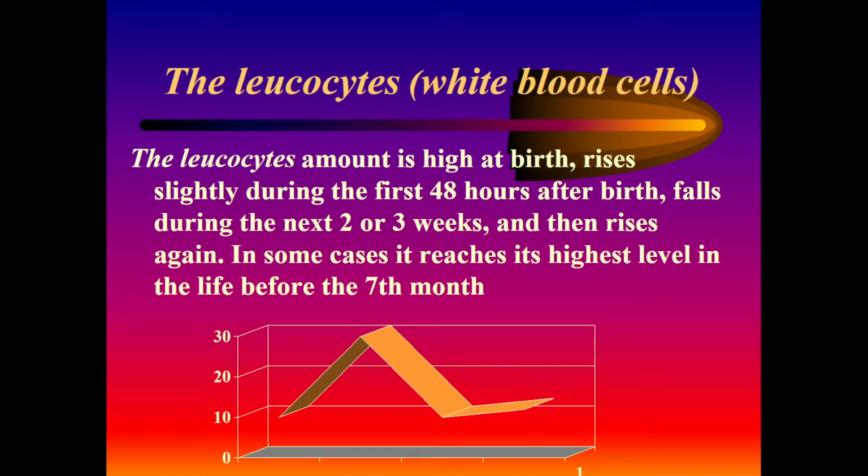Normal parameters of leukocytes in adults are between 4 to 10 in 10 to the 9th degree per liter. But just after birth, especially in the first 48 hours, the parameters are between 10 to 30 in 10 to the 9th degree per liter.